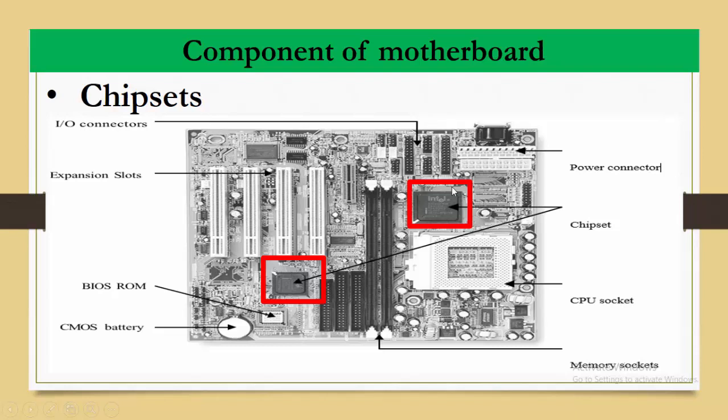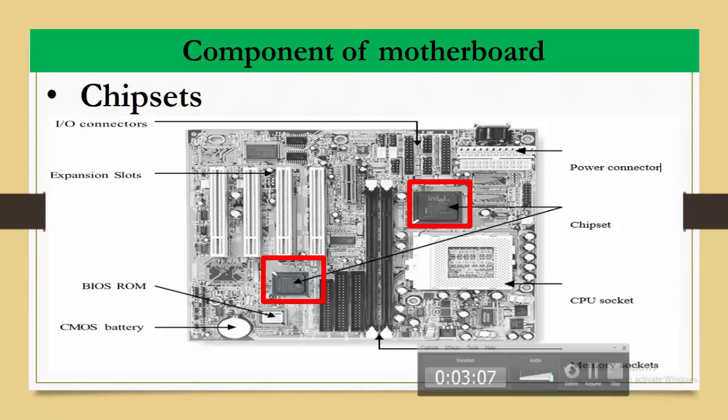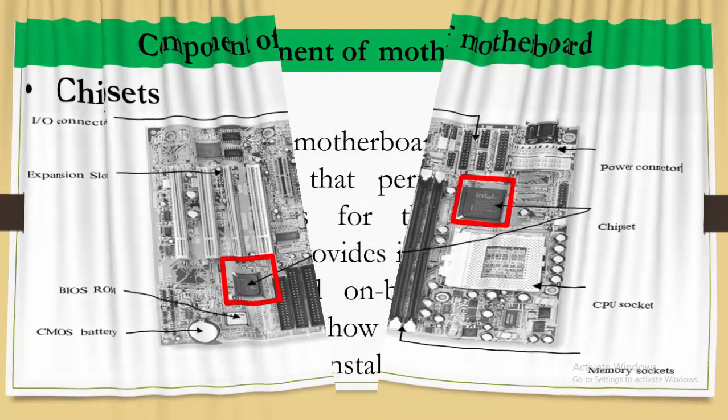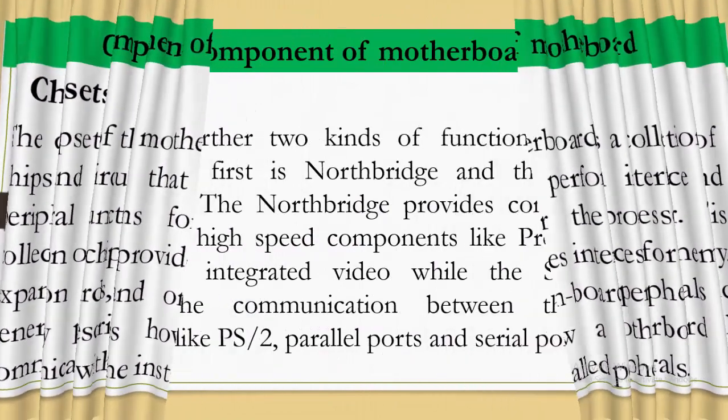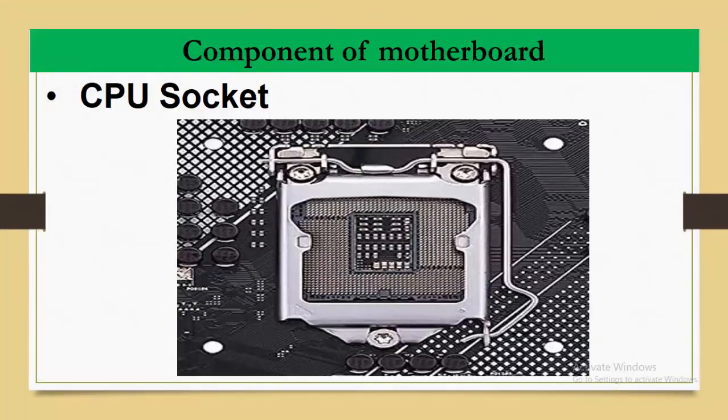The North bridge provides communication between the high-speed components like the processor and memory or integrated video, while the South bridge provides communication between the slower peripherals like PS/2, parallel ports, serial ports, etc. Okay, let's go ahead. What's the next? Okay, the next is the CPU socket.